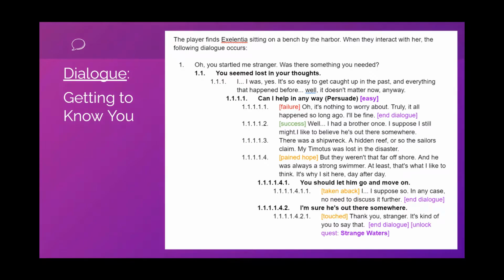Now you have a persuade check. This is based on your speech skill. If you are going to give a persuade check option, you should also give a non-persuade check option.